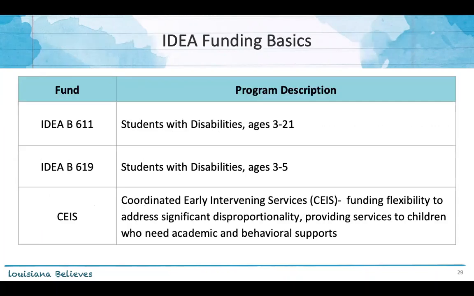There are 3 funding areas under IDEA. There is IDEA Part B 611 to support students with disabilities ages 3 to 21, IDEA Part B 619, which supports students with disabilities ages 3 to 5, and CEIS, which stands for Coordinated Early Intervening Services. This portion of IDEA funding provides flexibility to address significant disproportionality and services to children who need academic and/or behavioral supports.